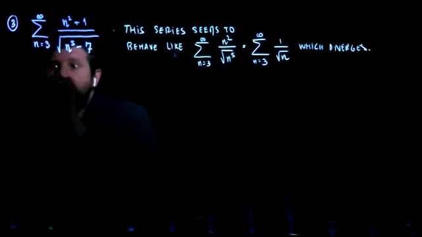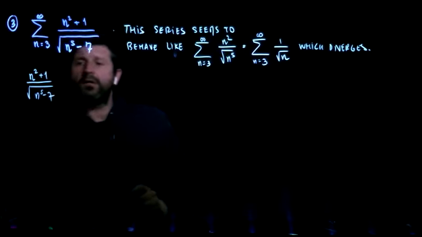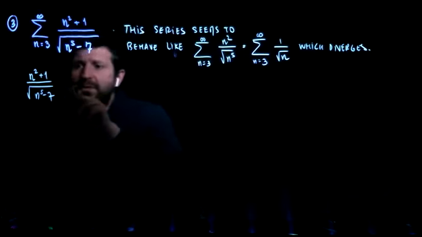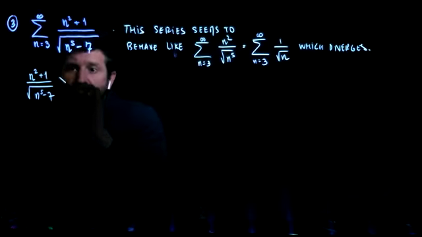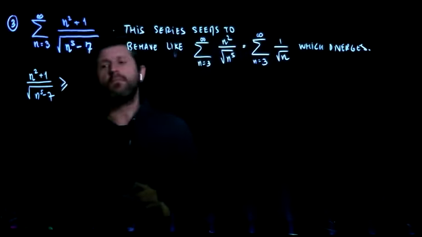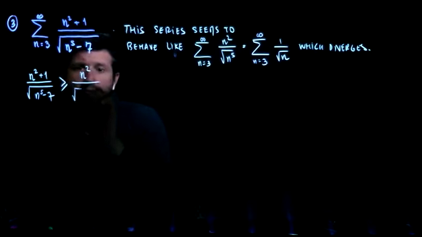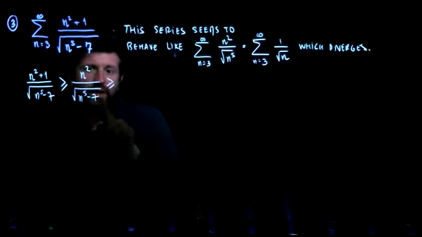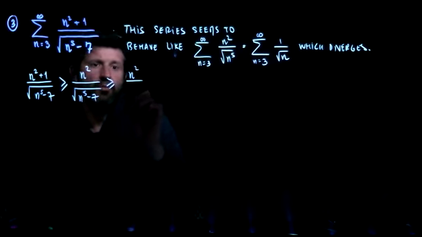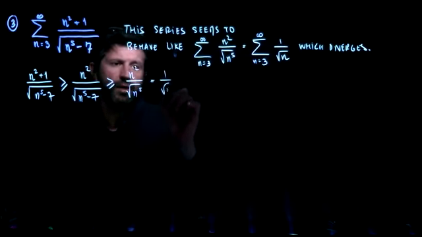Okay, so let's compare it. So let's go n2 plus 1 over square root of n5 minus 7. So I'm suspecting that it's going to diverge, so I want to find something smaller. I want to show that this is bigger than 1 over root n. So this is definitely bigger than n2 over square root of n5 minus 7, and this is definitely bigger than, if I take out the minus 7 from the bottom, n2 over root n5, which is 1 over root n.